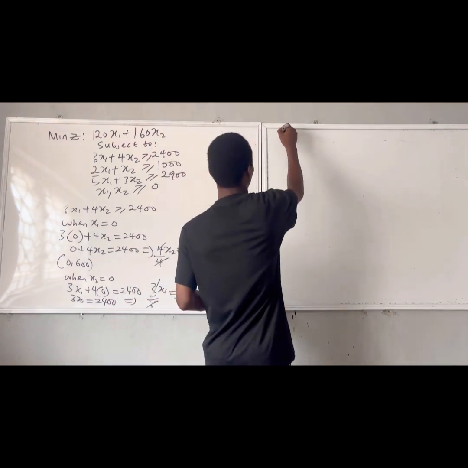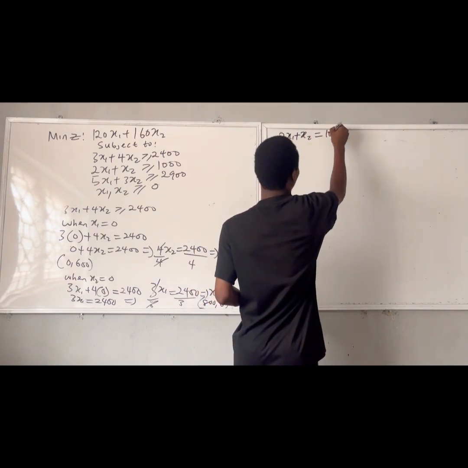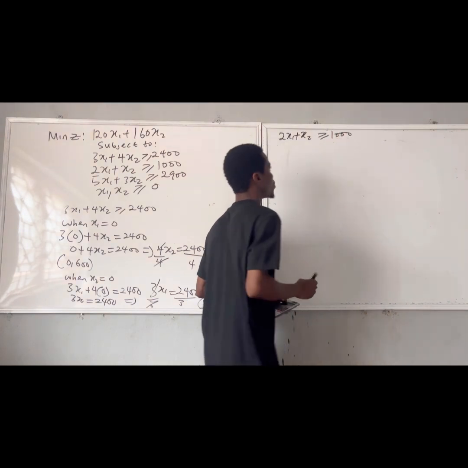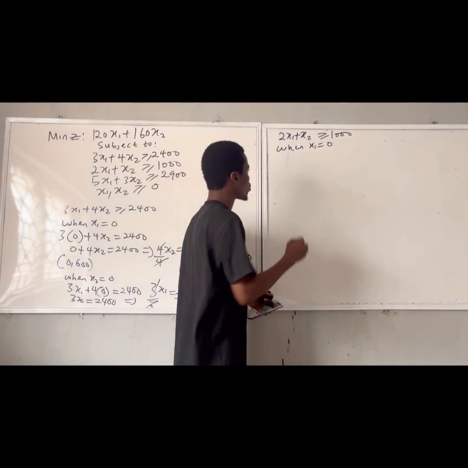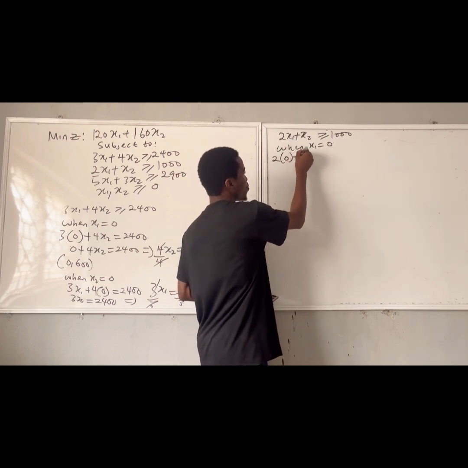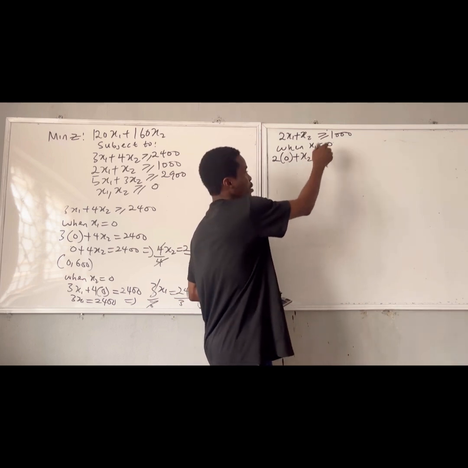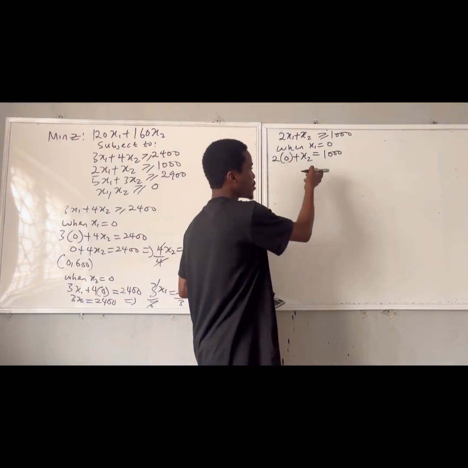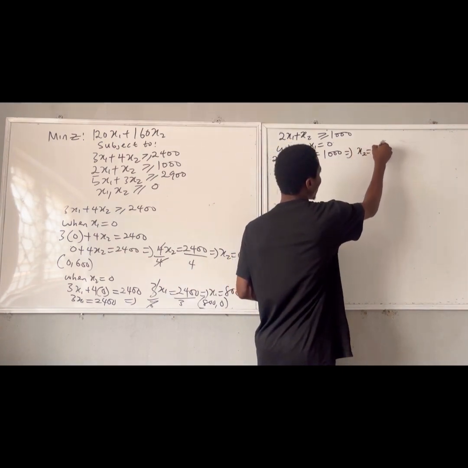So let's do it for the second constraint. The second constraint is 2x1 plus x2 is greater than or equal to 1000. When x1 is equal to 0, whenever we see x1, we put 0. So 0 plus x2. The inequality sign changes to equality since we have equated it. This is equal to 1000. Multiplying 2 by 0 gives 0, so we have 0 plus x2, and x2 is equal to 1000.